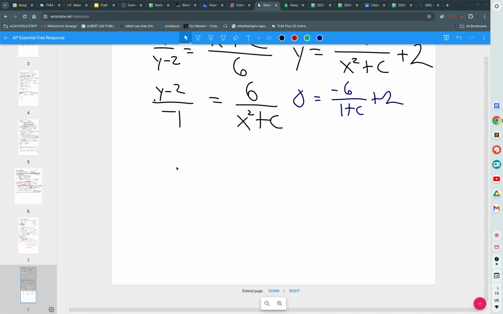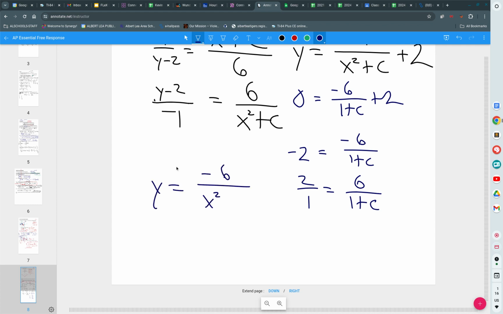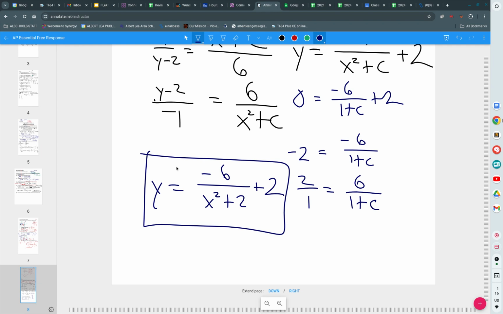If we subtract the 2 over, we get negative 2 is equal to negative 6 over 1 plus c. Or positive 2 over 1 is equal to positive 6 over 1 plus c. If you could just think about it, what is it that you want to divide 6 by to get 2? 6 divided by 3. So what will c be to make 3? 2. So that tells us that our particular solution to this equation is y is equal to negative 6 over x squared plus 2, plus 2 is the particular solution.